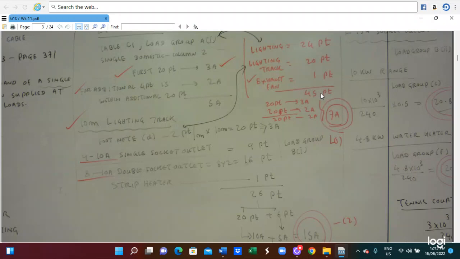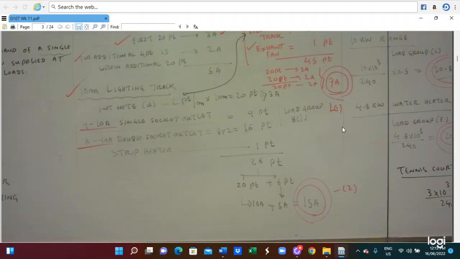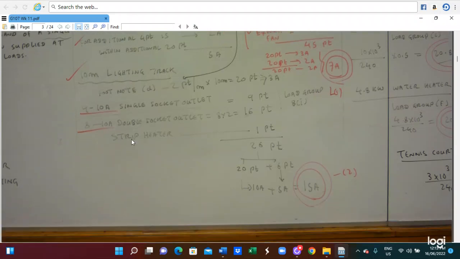For the 45 points, we have to use A1. So the first 20 points is 3 ampere, the second 20 points is 2 ampere. Another 5 points is within the next 20 points, so we take 2 ampere. So the total current is 7 ampere. This is the way we got 7 ampere. Now for the 9 number of 10 ampere socket outlets, in this case, we have to use load group B1. So load group B1, for 9 number of 10 ampere sockets, 9 points.